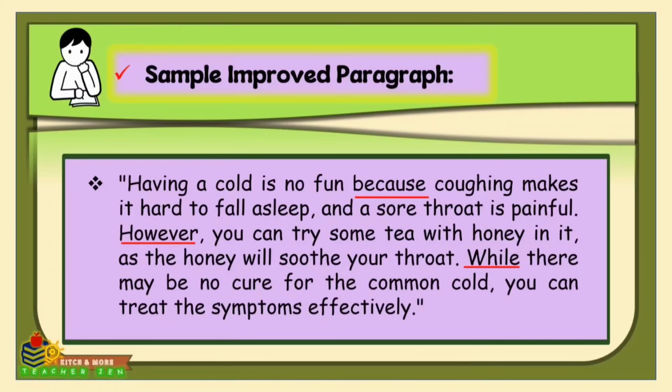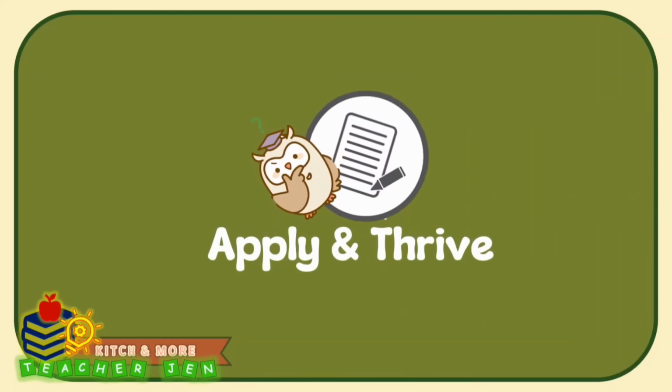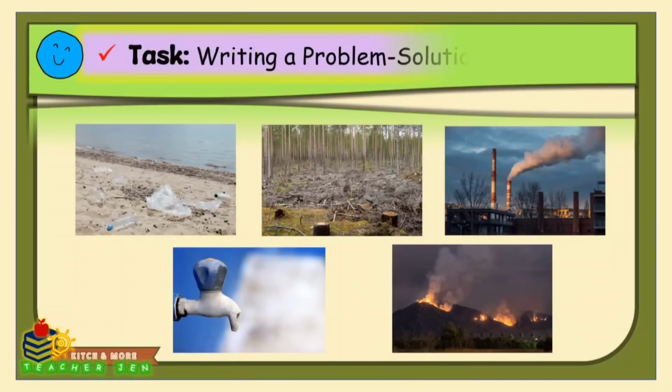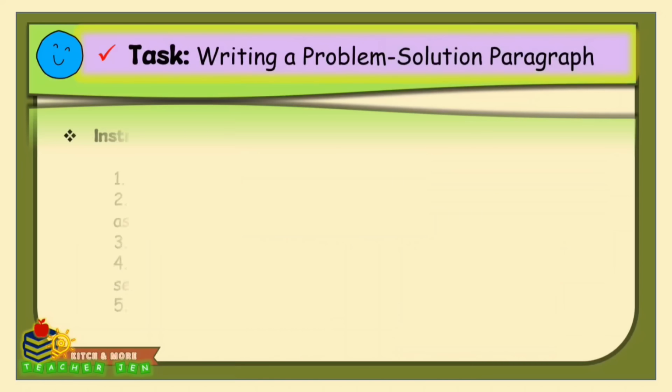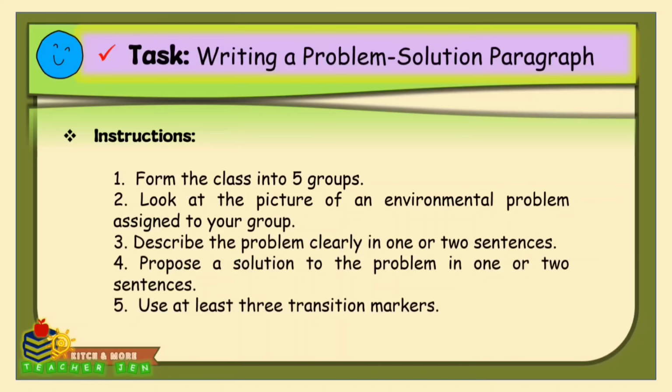Okay, this time let us try to apply what we have learned. So here is an activity for you. Your task is writing a problem solution paragraph. So this is what you will do. Form the class into 5 groups. Look at the picture of an environmental problem assigned to your group. Describe the problem clearly in 1 or 2 sentences. Propose a solution to the problem in 1 or 2 sentences. Then use at least 3 transition markers.